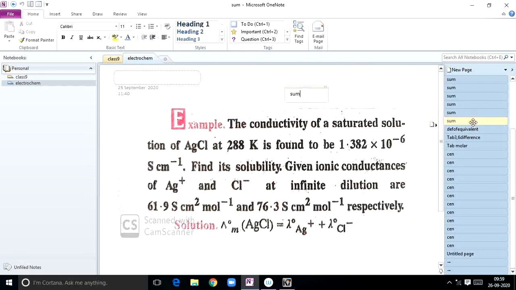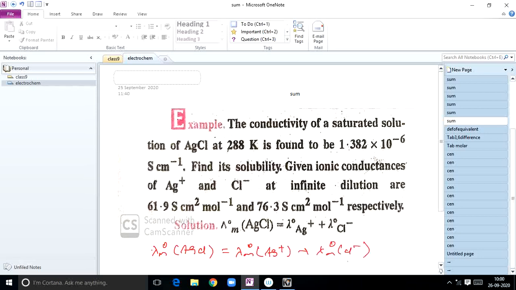Next, the conductivity of saturated solution. The conductivity of saturated solution of AgCl at 288 Kelvin is given. Find its solubility. Given ionic conductances of Ag plus and Cl minus at infinite dilution are given. So you have to do it. Lambda m naught of AgCl, lambda m naught of Ag plus. Apply Kohlrausch law. According to Kohlrausch law, lambda m naught of AgCl is equal to lambda m naught of Ag plus lambda m naught of Cl minus.